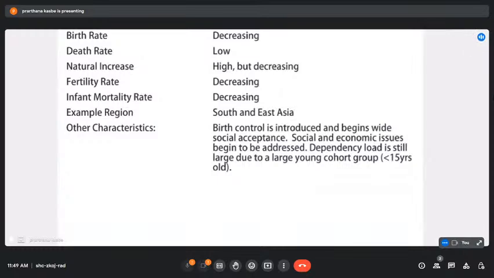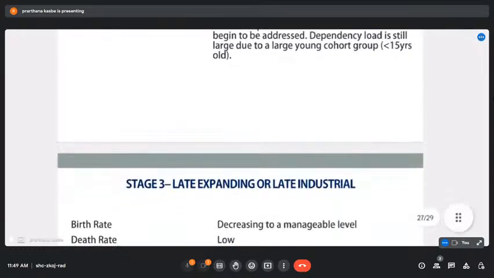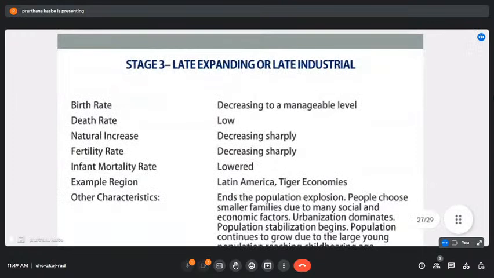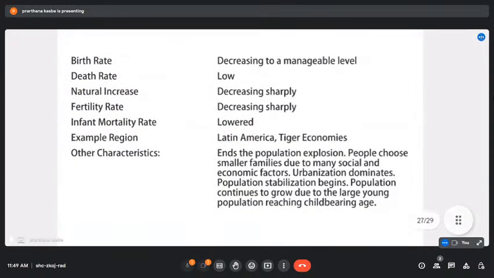For example, South and East Asia. Birth control is introduced and begins to gain wide social acceptance. Social and economic issues begin to be addressed. The dependency load is still large due to the large young cohort group. For example, we know that after 15 years, this is how the birth rate decreases to a manageable level.